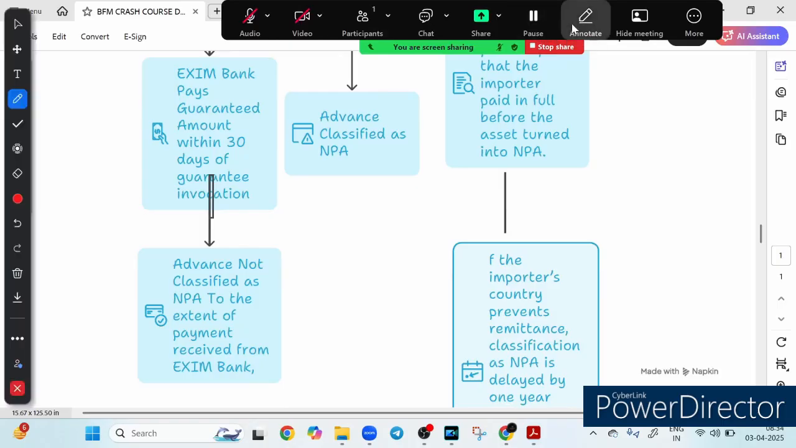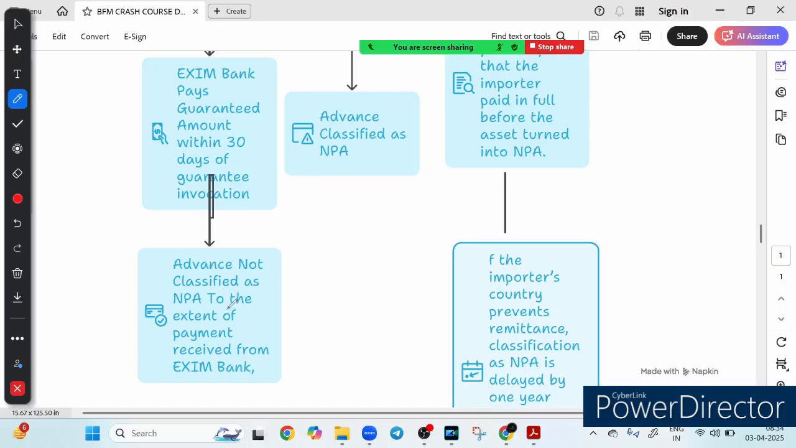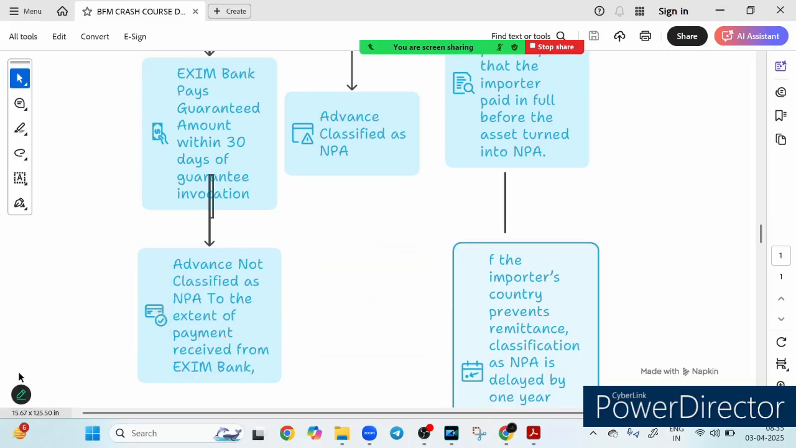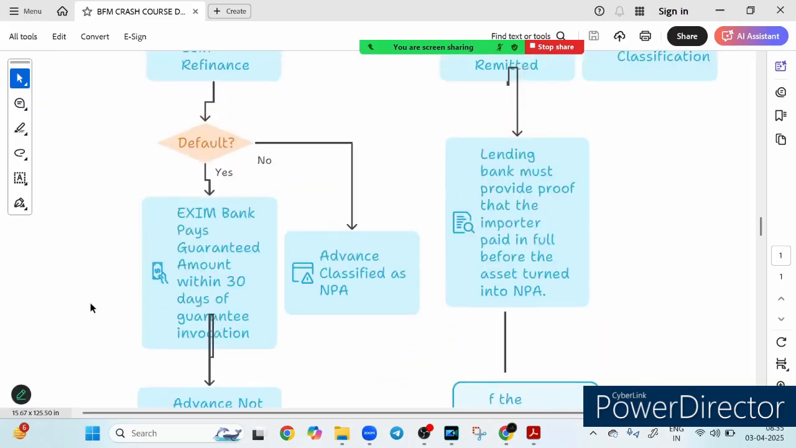So remember, if the payment is not received from the importer, the advance is immediately classified as NPA. But one thing is important: to the extent of the payment received from Exim Bank, the advance is not classified as NPA. Suppose 1 crore was the outstanding amount, out of which Exim Bank guarantees 60 lakh. This 60 lakh is not to be classified as NPA, but only the 40 lakh which is not provided by the importer and not guaranteed by Exim Bank will be classified as NPA. That is a key point, and this will help you in solving the questions. This is a very important thing.